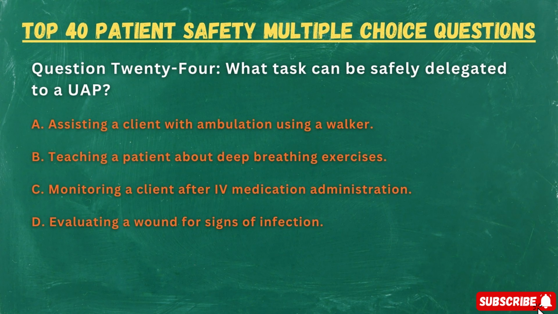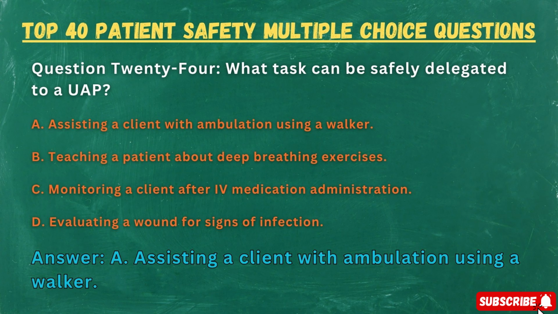Question 24. What task can be safely delegated to a UAP? A. Assisting a client with ambulation using a walker. B. Teaching a patient about deep breathing exercises. C. Monitoring a client after medication administration. D. Evaluating a wound for signs of infection. Answer: A. Assisting a client with ambulation using a walker.